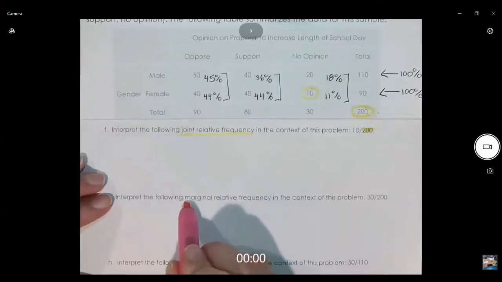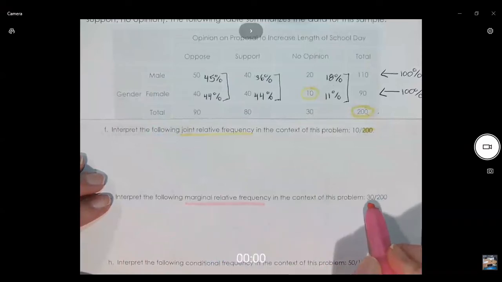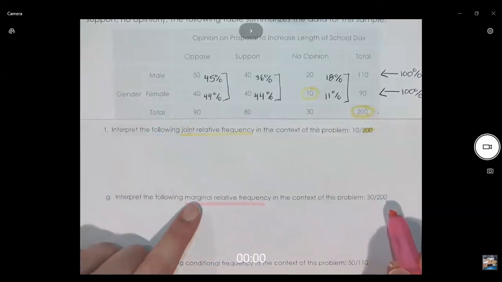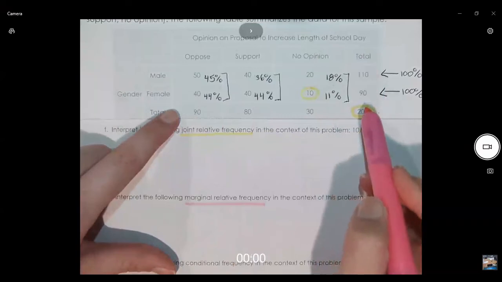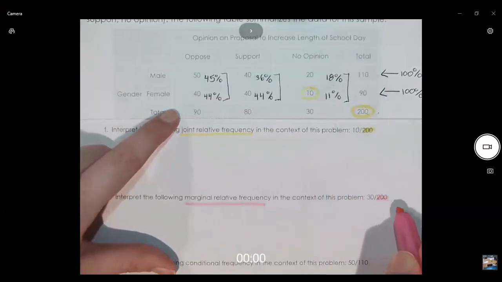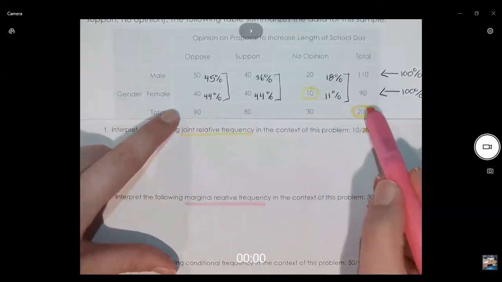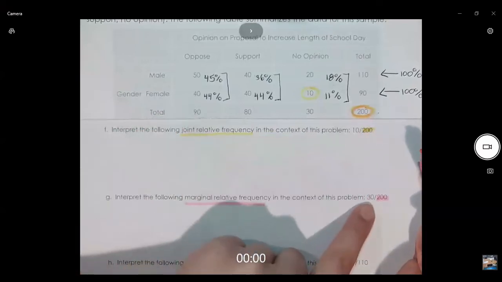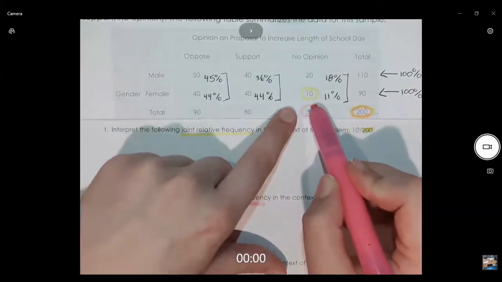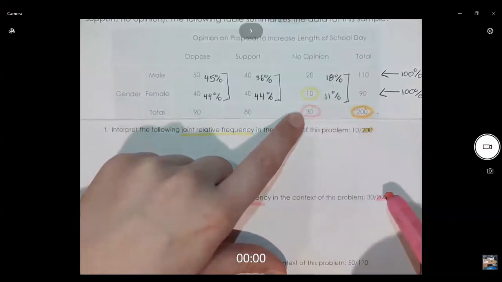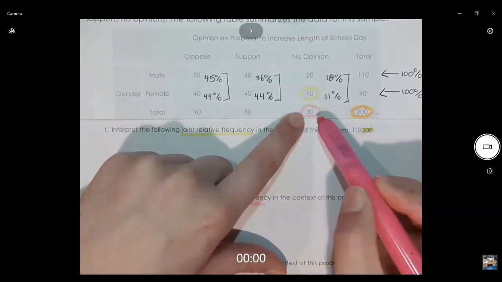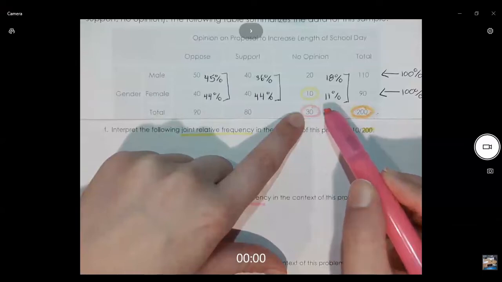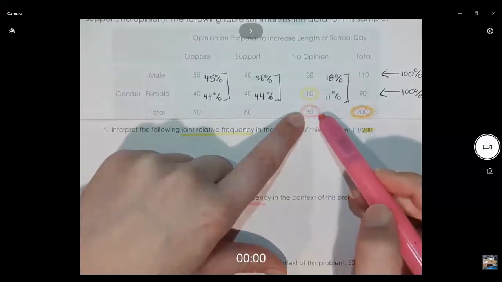This example says interpret the marginal relative frequency of 30 out of 200. We know it's marginal, so it has something to do with the totals, and it's out of our 200 total. So if we go down here to our 200 total and ask, where is the 30? I see the 30 is right here. So I know out of all the people that were surveyed, that's how much my total is out of. So out of all the people that were surveyed, 30 of them had no opinion.